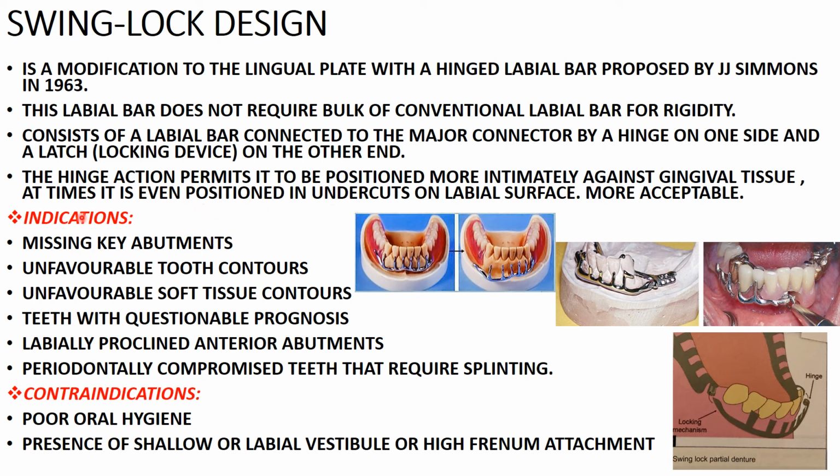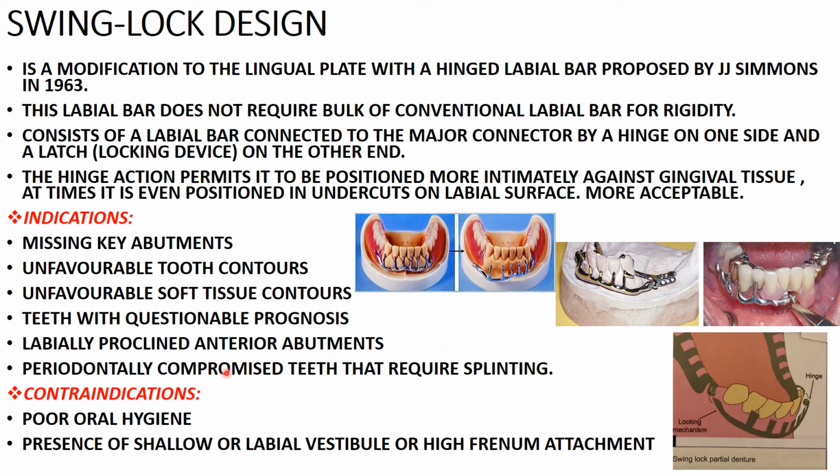So what are the indications? First, if there are missing key abutments. If your abutments are missing, in that case you can use the swing lock. If there are unfavorable tooth and soft tissue contours, or if teeth have questionable prognosis, in that case you can use a swing lock. Then if there are labially proclined anterior abutments, and in periodontally compromised teeth that require splinting, again you can use a swing lock.